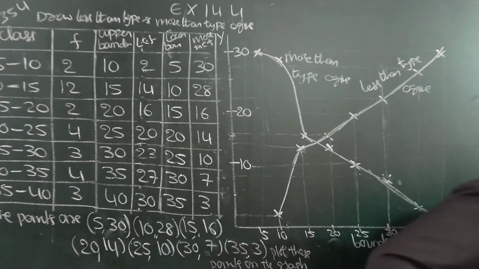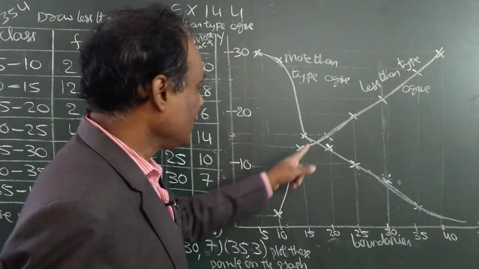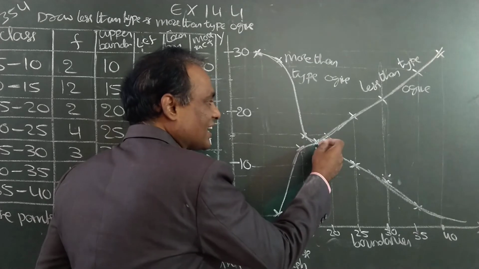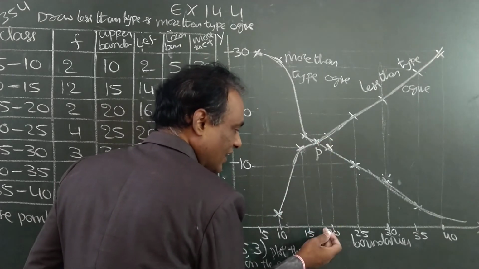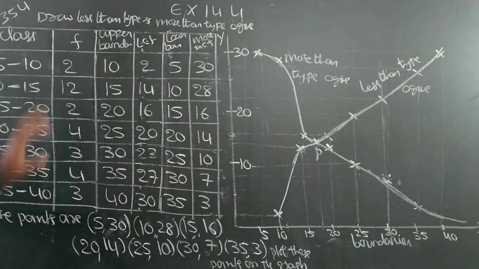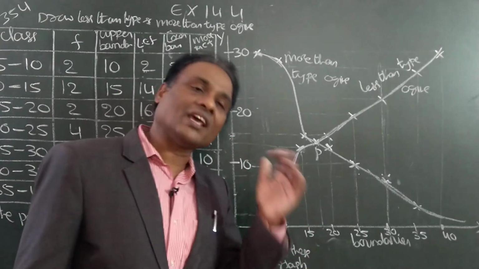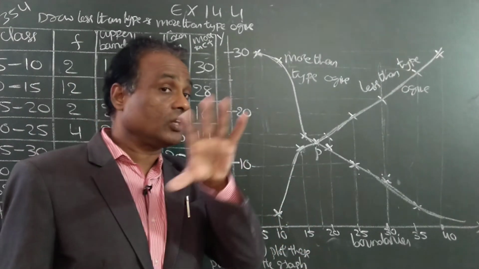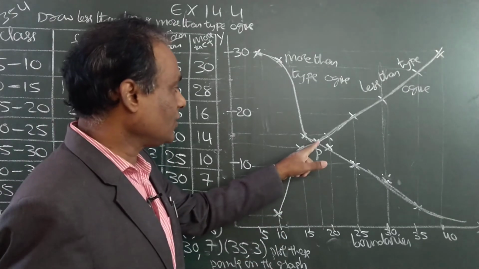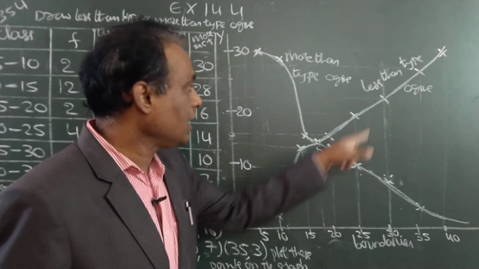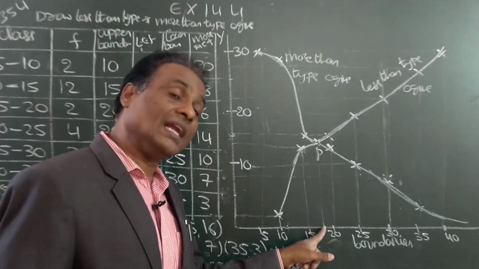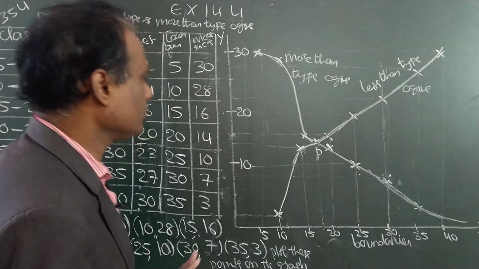I have also given one important piece of information: if these two ogives intersect at a point, the point of intersection on the x-axis is the median of this table. We calculate the median using the formula L plus n by 2 minus Cf by f into h. That median will be the same as the x value of this point. If the two ogives intersect at a point, the x coordinate of the point of intersection gives the median. That also we have written in the notes.